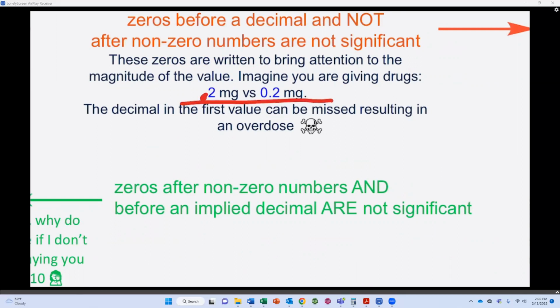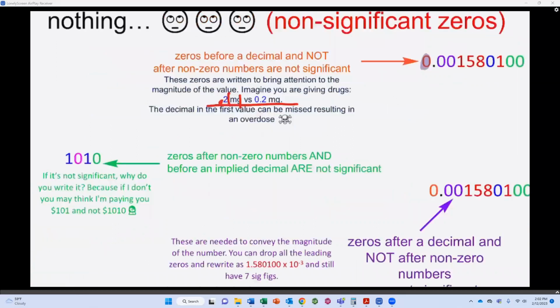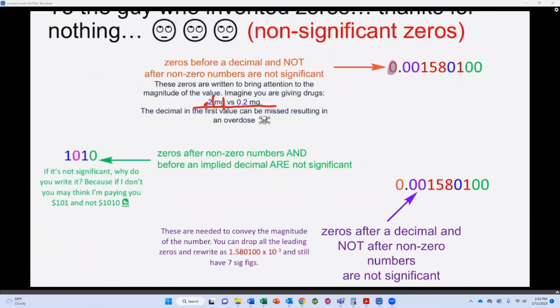If I missed this decimal and I gave this patient 2 milligrams instead of 0.2 milligrams, I could overdose the patient and kill them. This is 1 order of magnitude greater than the actual dose should be, 2 versus 0.2. And so that could actually kill somebody.